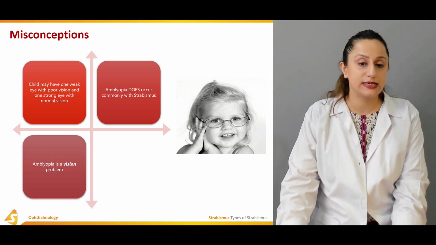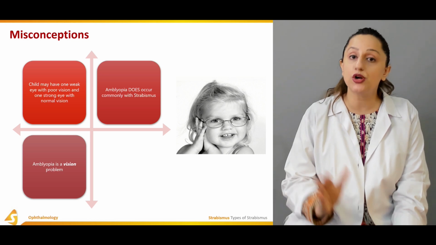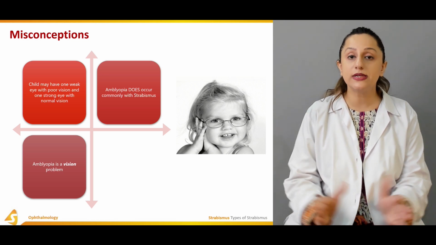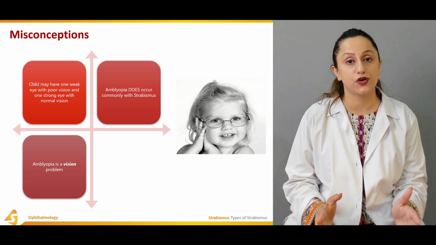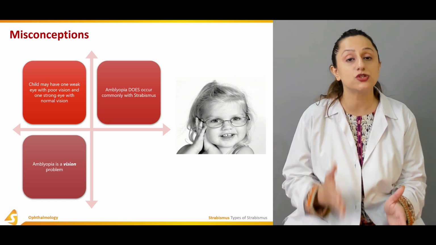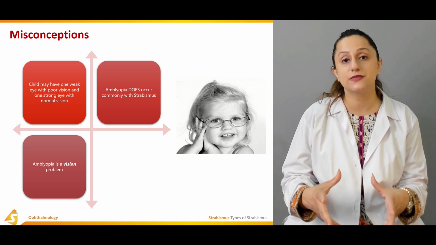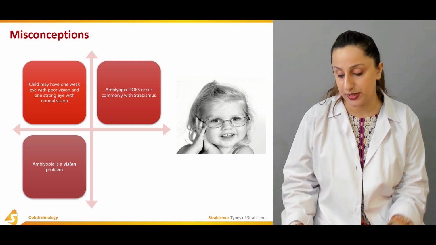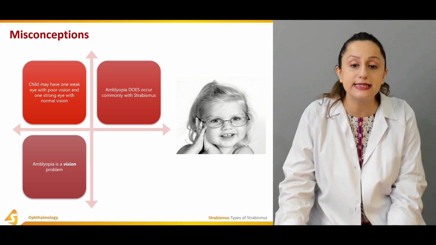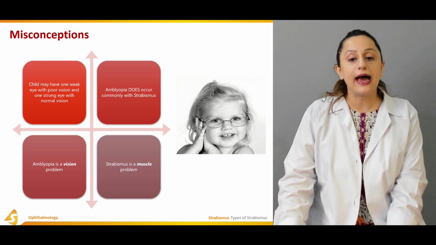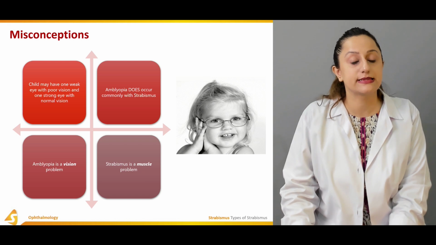Amblyopia, again, is a vision problem and is not related to the squinting, or to the deviation of the eyes. It is the poor development of the vision during the early stages of life that is going to result in an amblyopic eye, or a lazy eye in the individual. On the other hand, strabismus is a muscle problem.